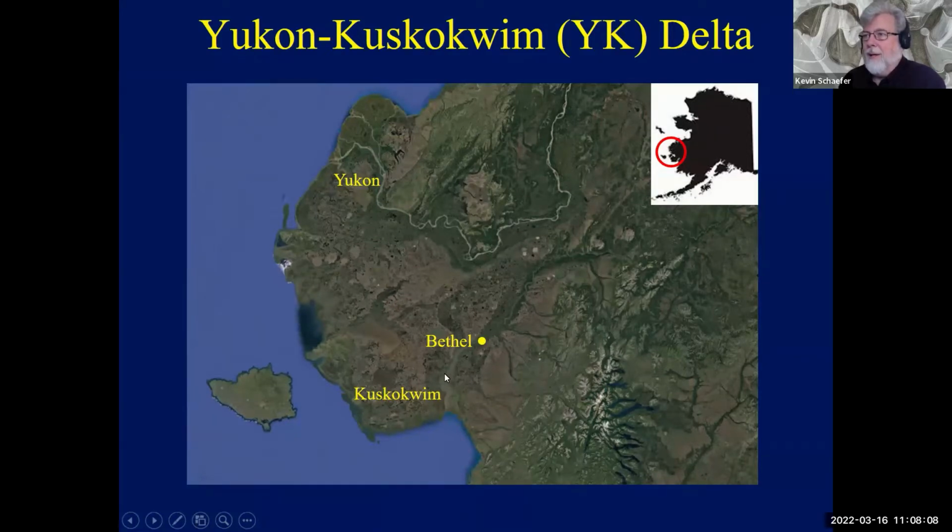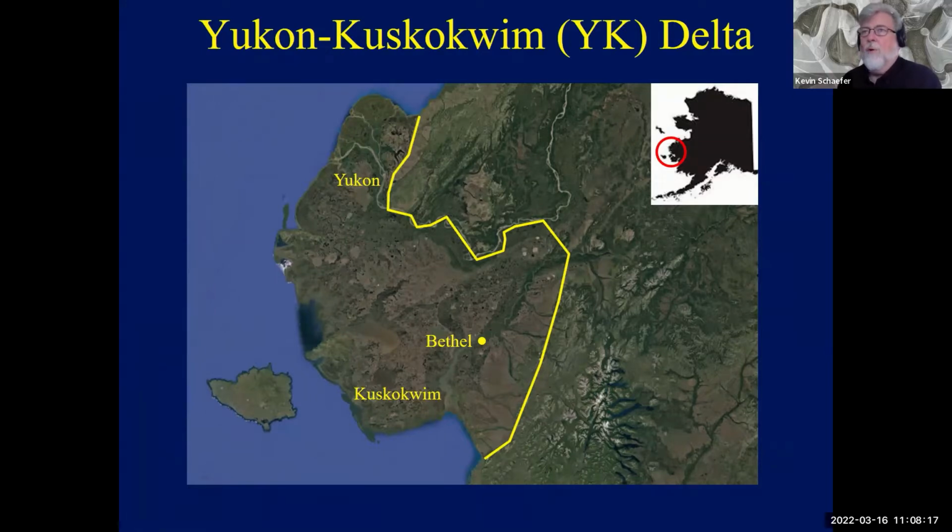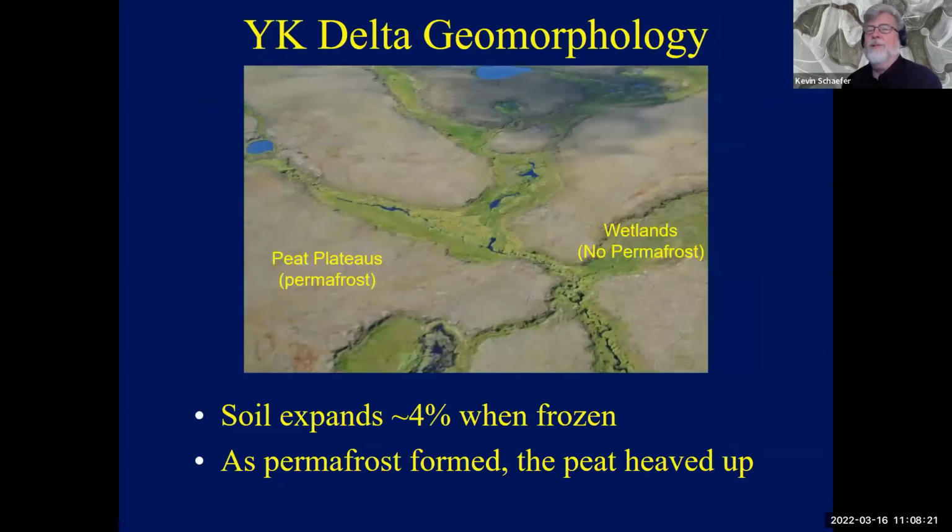Now, the interesting thing about this, I'm going to put in the yellow line. This is the domain of what we're trying to do here. And in this area, you've got to understand the morphology to understand what we're trying to do. So I want to take a close-up picture. This is an aircraft view, and we did some survey work out here with probes and ground-penetrating radar. And the geomorphology of this area consists of raised peat plateaus separated by sunken thermokarst gullies and wetlands.